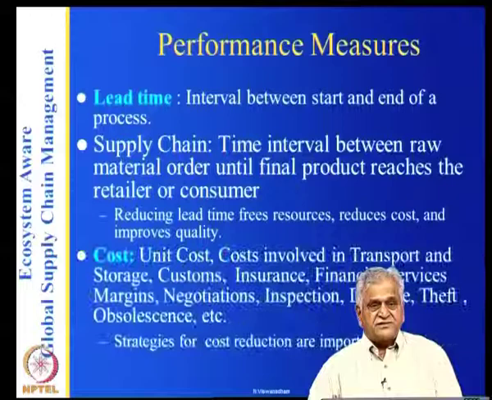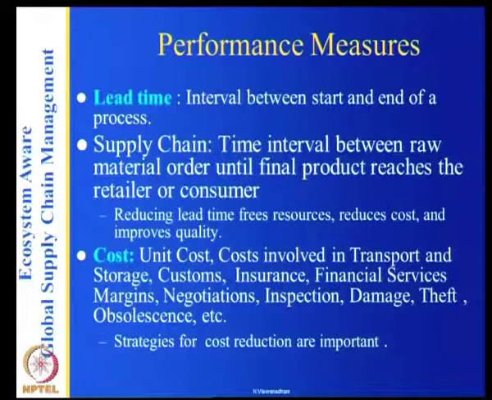Now, in a global supply chain, there are various costs that are involved. There is, of course, the unit cost, the cost of the material and the product. There are costs involved in transportation and storage, because the components have to travel from the supplier to the assembler, and in between they could be in some warehouse, and they have to be transported by trucks and ships and so on. So there is cost involved there, and also the customs. There is the insurance, because when the products travel, there is necessarily insurance.